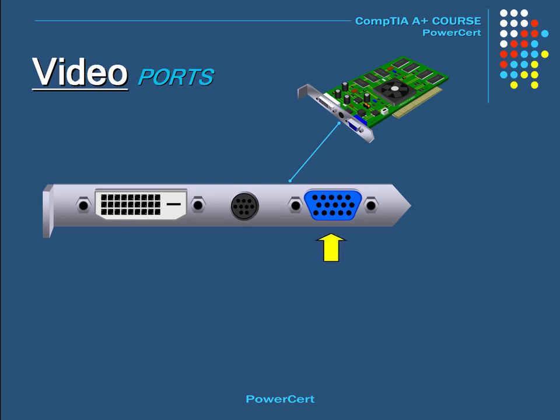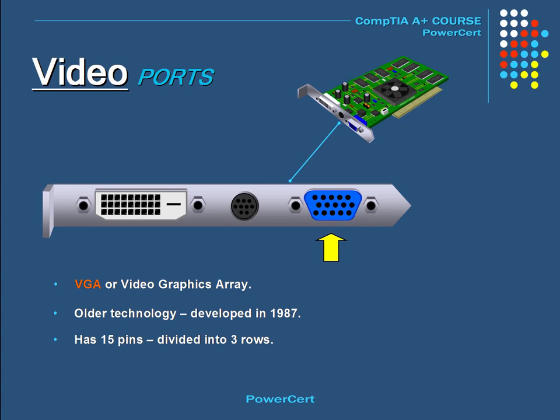Another port is called VGA. This stands for Video Graphics Array. The VGA port is an older technology that was developed in 1987. The VGA port has 15 pins divided into 3 rows and usually has a blue color. The VGA port carries analog data.